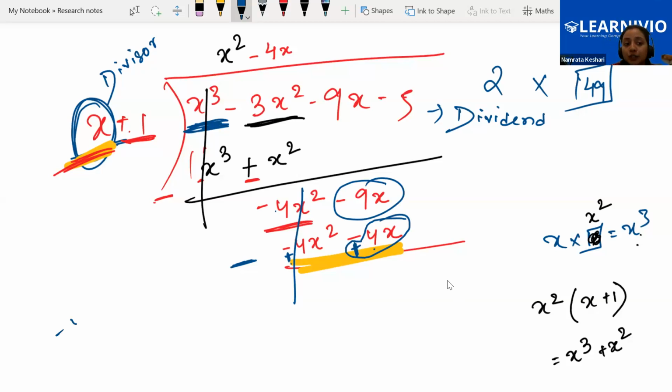Tell me what are we going to get? Minus 9x plus 4x will be minus 5x. Minus 5x, and we will copy down this minus 5. Now again we will repeat the same process. So far is it clear, Farhan? Yes, ma'am.